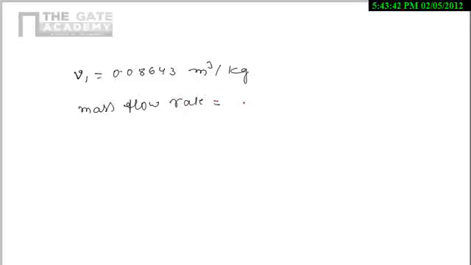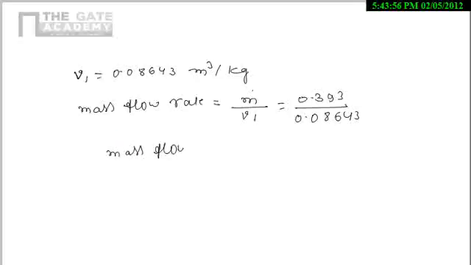At section 1, that is v1 equals 0.08643 meter cube per kg. So we can find out the mass flow rate. Mass flow rate is nothing but the volume flow rate divided by specific volume. So 0.393 divided by 0.08643. So the mass flow rate will come around 4.55 kilogram per second.